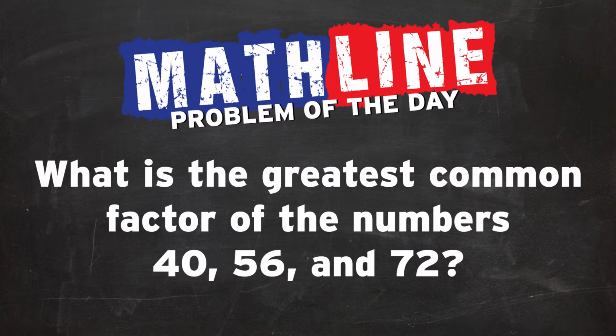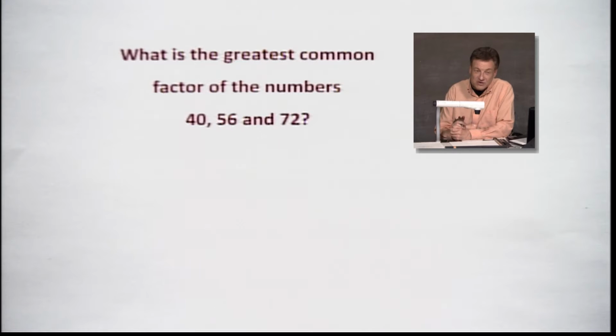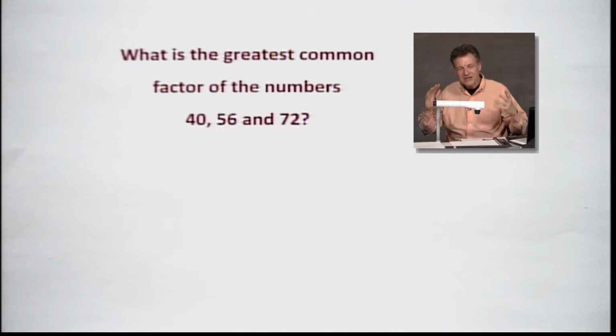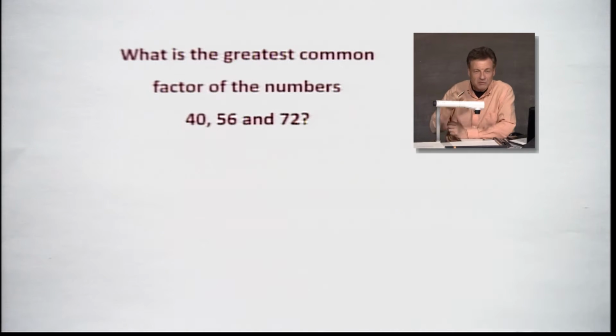We've got three numbers here: 40, 56, and 72. Let's see what we're going to do with this, all right? We have three numbers, and they're not small, but they're not overly large either. We're looking to break them down and find the greatest common factor of each of them. So putting them together, we have to have one common factor for all three, and we want the biggest.